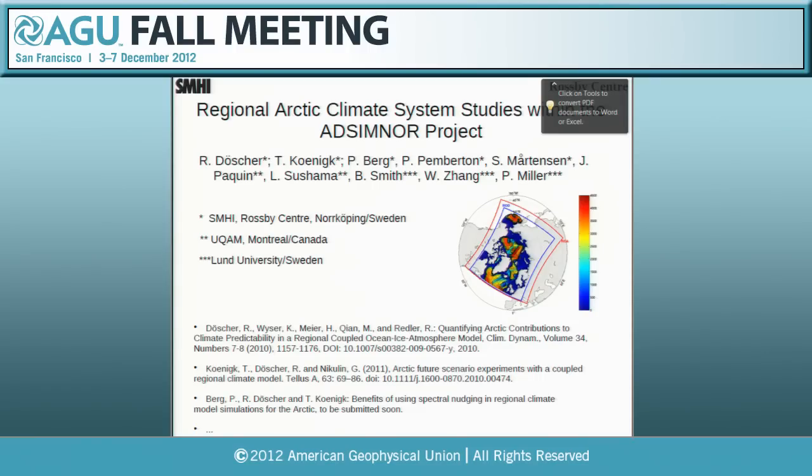Okay, good morning. So this is about the regional Arctic climate system model and studies around it in the Swedish national project called ADSIMNOR. There are several contributors to this, who all have contributed during different moments in time. Also, the human resources are not as big as it looks. In fact, there are only two persons contributing to model development currently, with about 50% of their time. So see the regional model domain there. It's a coupled ocean sea ice atmosphere model, and we have also published several papers, and some other papers are on the way.